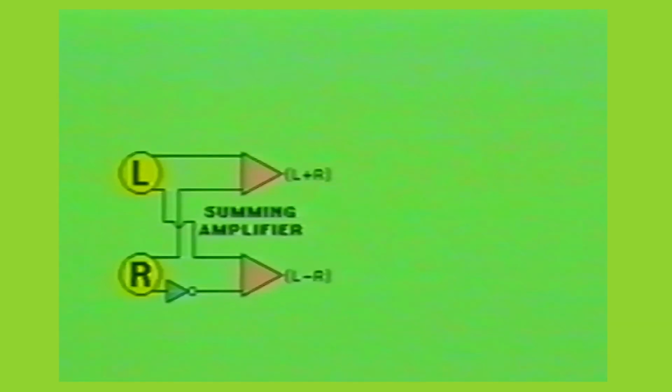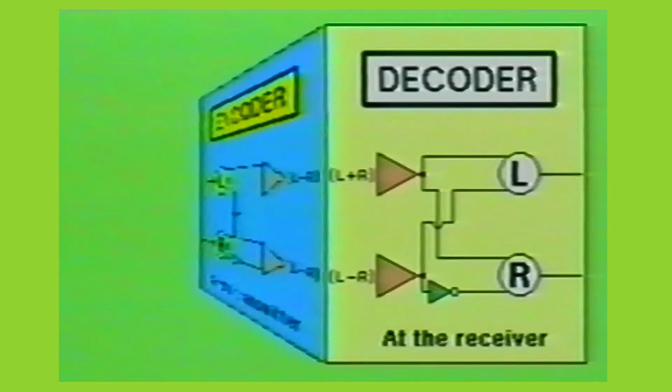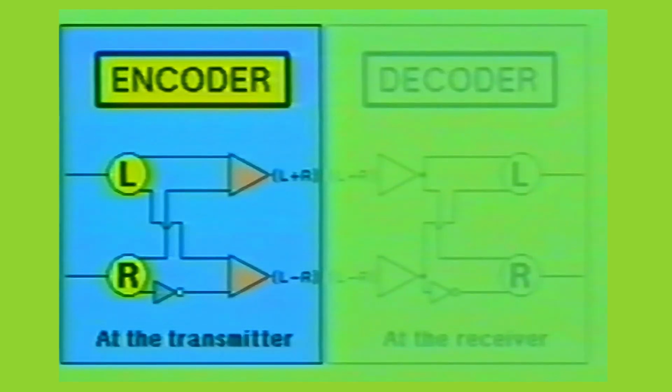An encoder matrix is useless without a decoder matrix to reverse the process and separate the original left and right audio signals. Let's quickly go through some of the extreme signal possibilities which could occur in both encoder and decoder matrix designs. Suppose the left soundtrack has audio and the right soundtrack does not. The left audio signal will split in half and travel to the L plus R summing amp, and the other half to the L minus R summing amp.